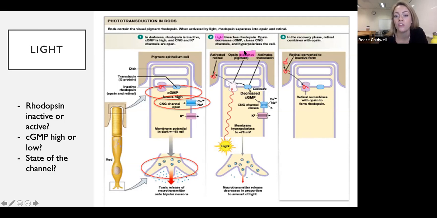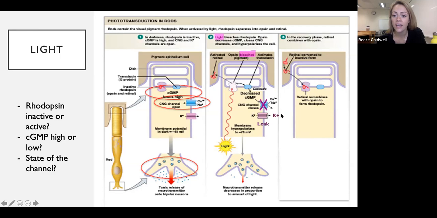This will decrease the release of cGMP, so we'll decrease cGMP levels, and that will cause those CNG channels to stay closed. cGMP is what causes those CNG channels to open. If we decrease the amount of cGMP in our rods and cones, those channels will stay closed, and therefore our positive ions will just bounce off of the cell and remain in the extracellular fluid. However, don't forget, we still have our potassium leak channel, which always stays open. So potassium is always going to be slowly leaking out of the cell.